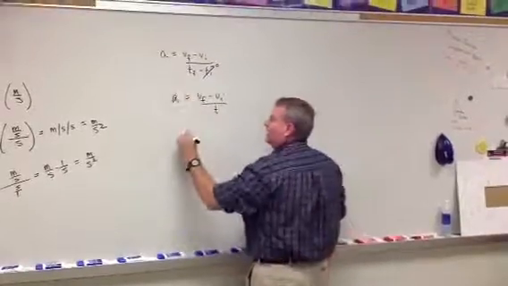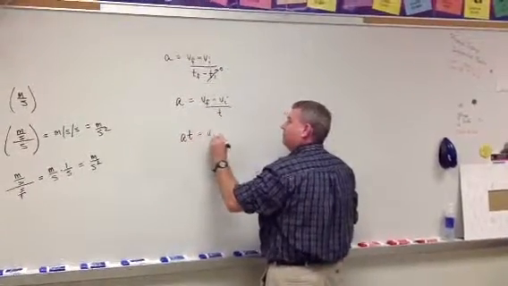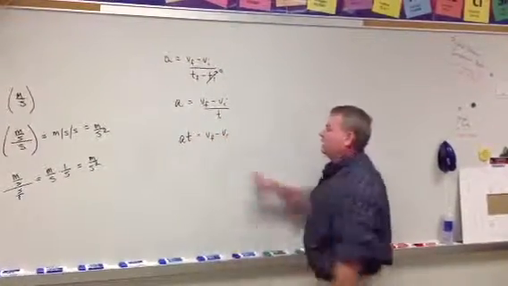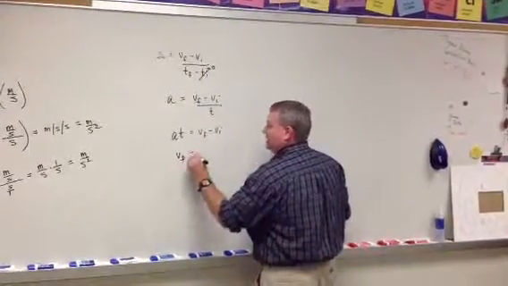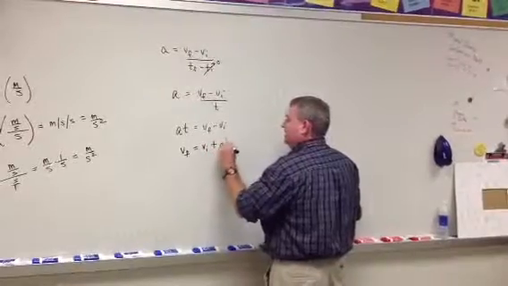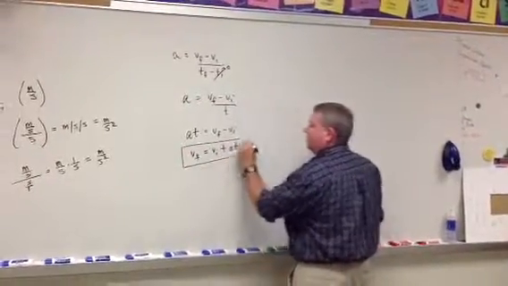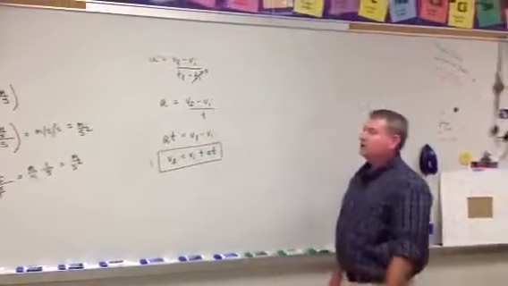I'm going to multiply time to the other side. And then I'm going to add Vi to the other side and flip the equation around. So Vf is equal to Vi plus At. And we call this equation 1. This is the first linear equation.